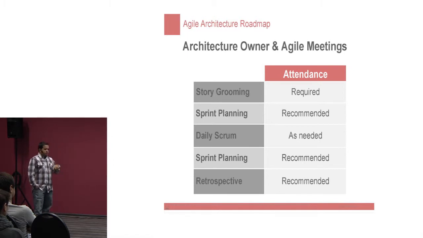As my architecture stories fit in the different sprints, it's recommended that I go there for the sprint planning, for the daily scrums, for the sprint demo, the second to last one there. So the architecture owner's team is going to be participating pretty closely in the whole process, and it really becomes a stakeholder in the whole development.